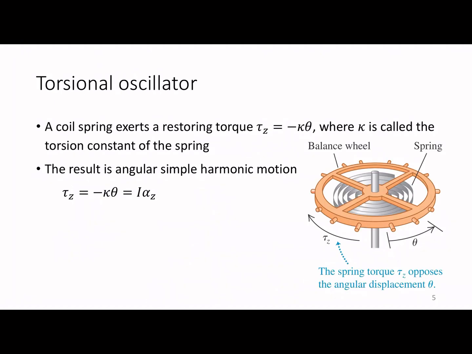Pretty straightforward. Another example, basically a spring in disguise, is called the torsional oscillator. So there's this thing called a coil spring, which is very, very similar to a regular spring.